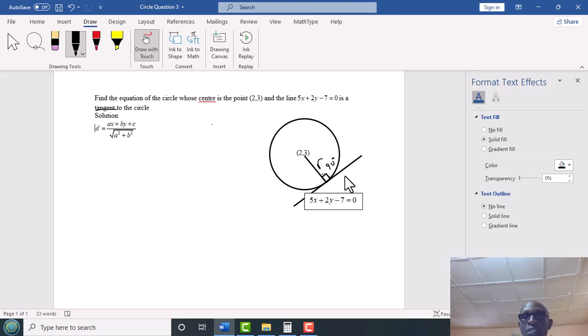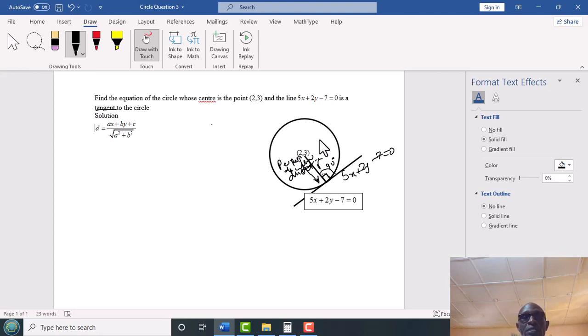So you can see that this line 5x + 2y - 7 = 0 touches the circle at a right angle. So once you understand that, you need to find the perpendicular distance. The distance from the center to this point is the perpendicular distance. So we are looking for that.